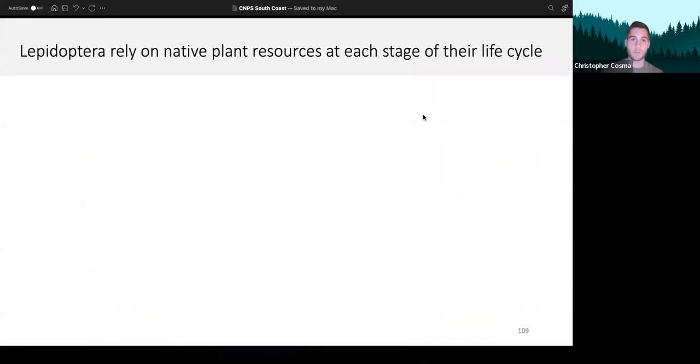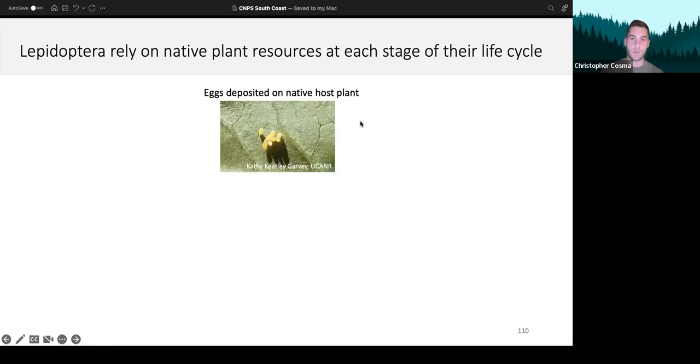But I want to review the Lepidoptera life cycle here to emphasize a really important point, which is that Lepidoptera rely on native plant resources at each stage of their life cycle. All right, so this is probably a review for a lot of you, but our eggs, and this is showing the monarch, but do you remember that this applies to most butterfly and moth species? Our eggs are deposited on our native host plants.